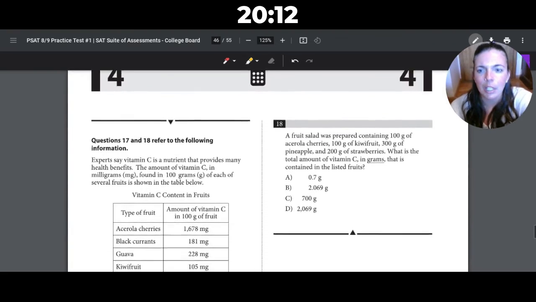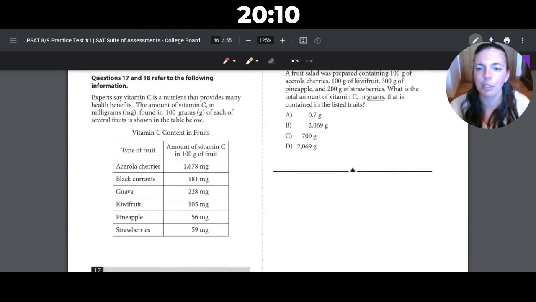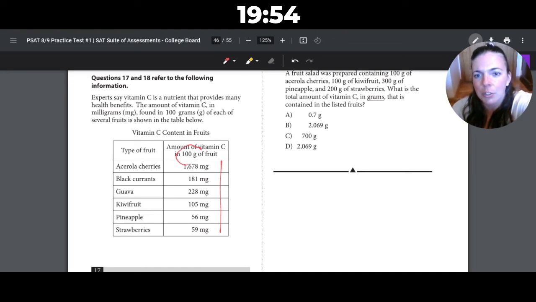Got a few more questions here. For questions 17 and 18, refer to the following information. Experts say vitamin C is a nutrient that provides many health benefits. The amount of vitamin C in milligrams found in 100 grams of each of several fruits is shown in the table. So we're given the amount of vitamin C in milligrams in 100 grams of fruit. So let's see what we can do with that.